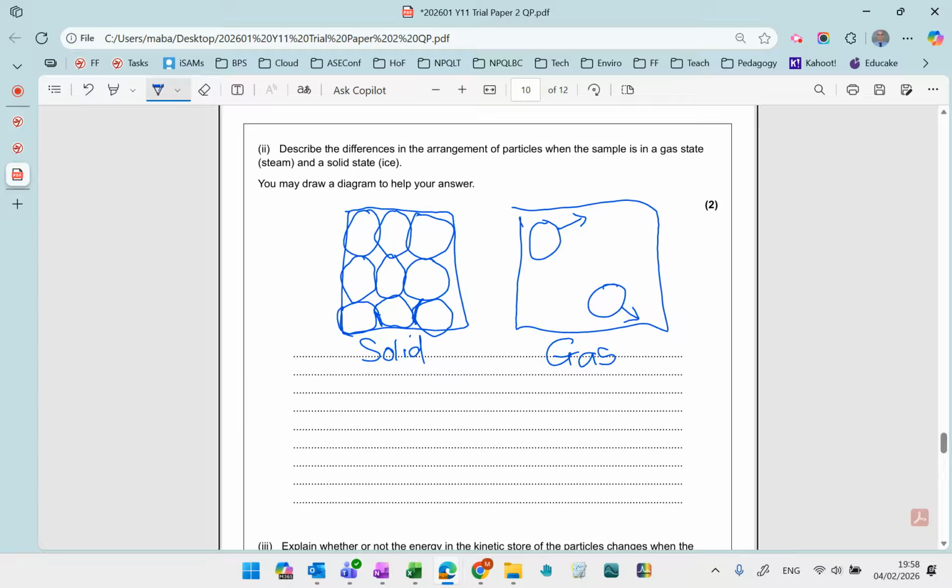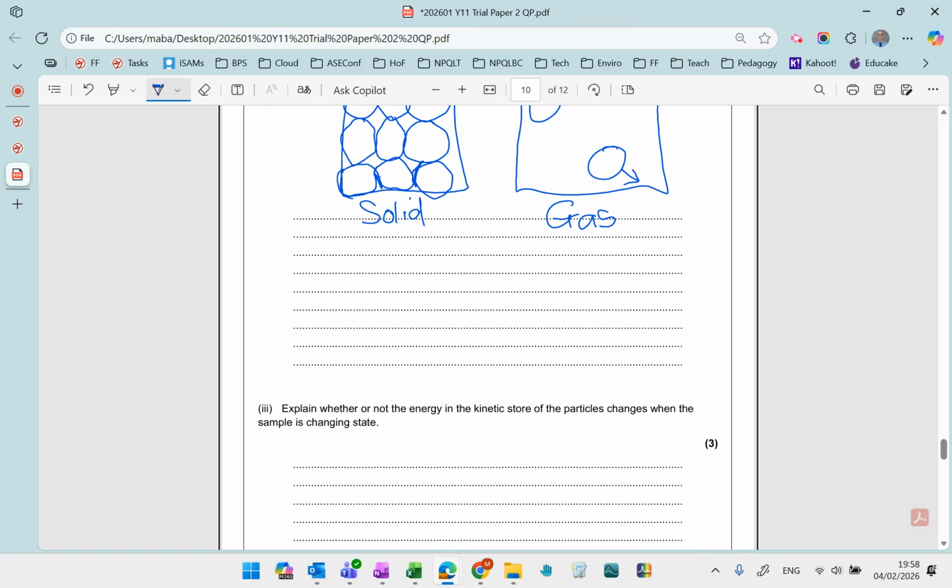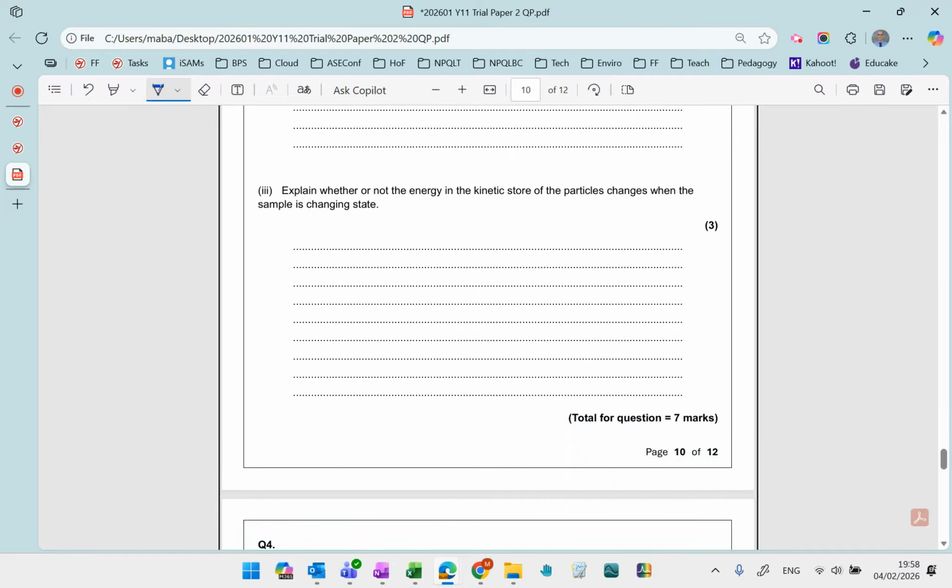And then the other thing that you need to get across separate, because it's 2 points and we've got to talk about the arrangement. The other one is this idea that it's a regular pattern in a solid, okay, but it's irregular and random distribution in a gas. Much easier to get 2 marks by drawing yourself a quick diagram there. Okay, explain whether or not the energy in the kinetic store of the particles changes when the sample is changing state.